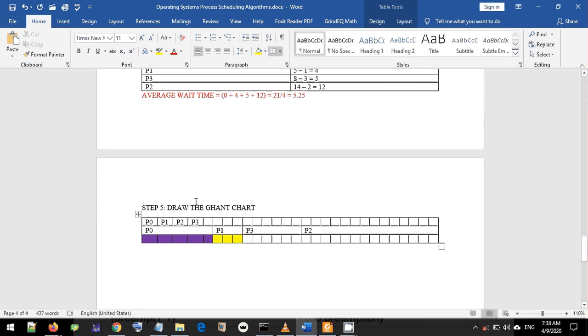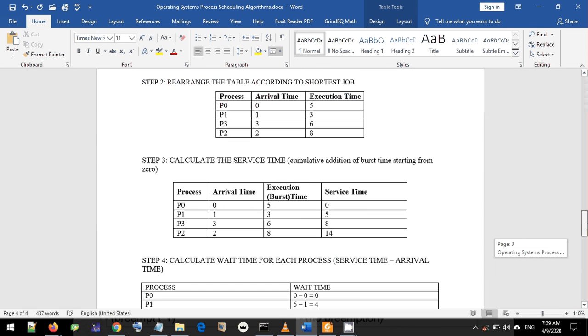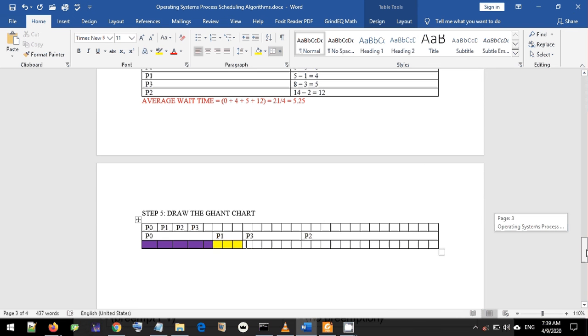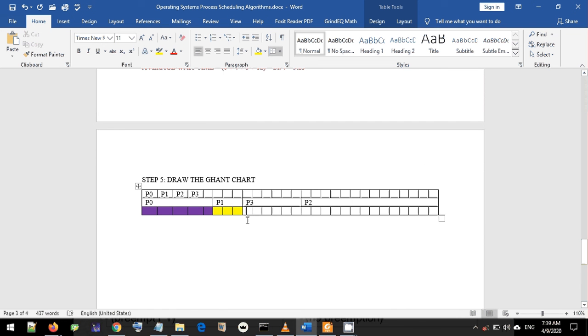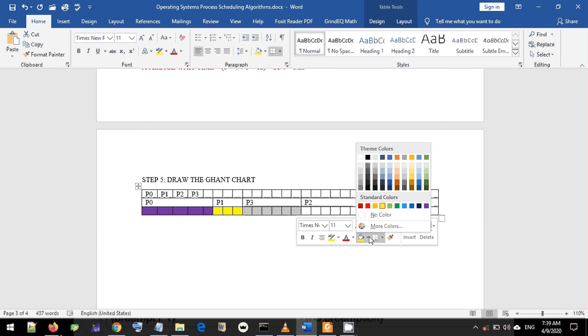Next we see that 2 processes are left, process 3 and process 2. We are going to check the 2 processes and see which one has the shortest job. We have process 3 and process 2 with execution time 6 and 8. So you see that process 3 has the shorter job time interval, so process 3 will be executed first before process 2. So the 6 time interval of process 3 will be executed first before process 2.